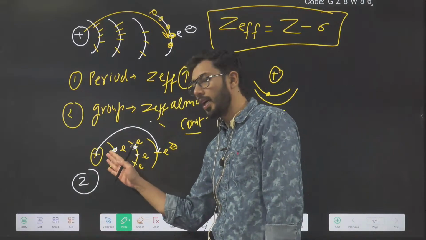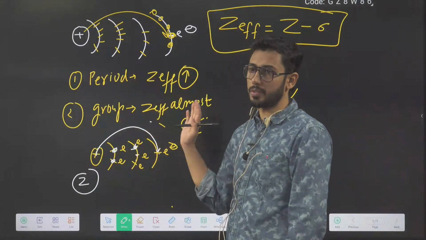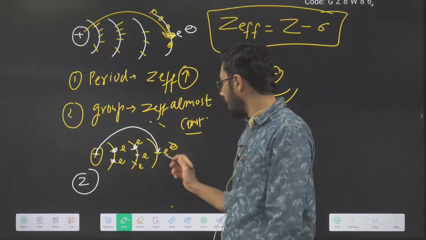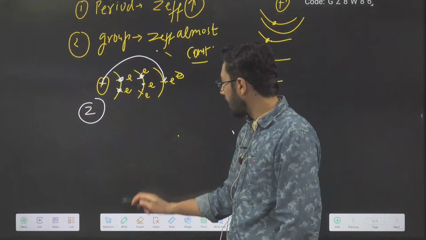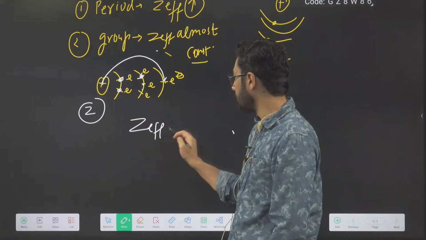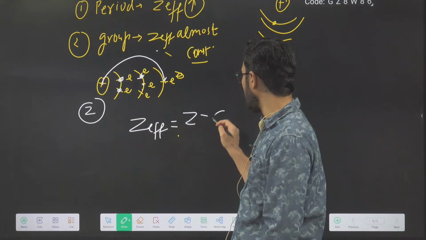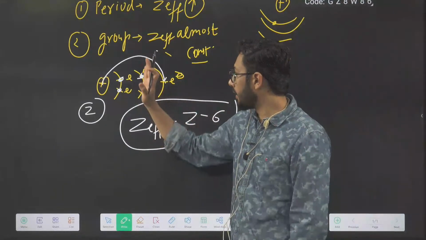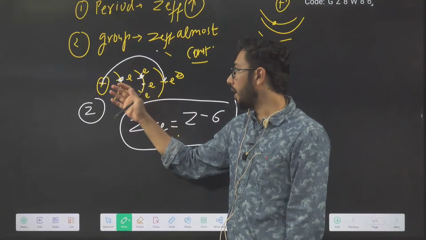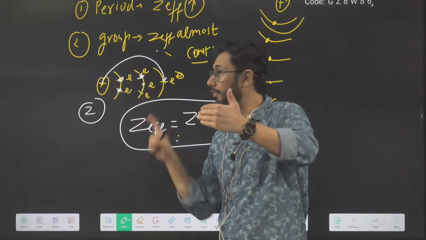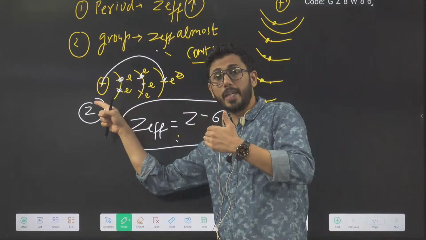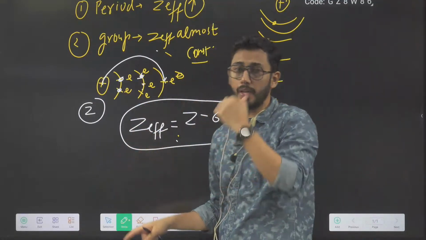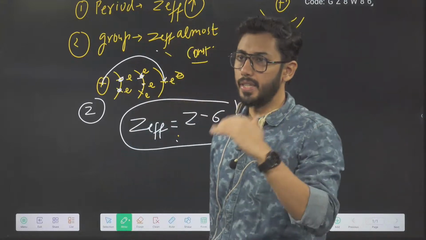They are blocking the attractive force of the nucleus. That is why the valence electron experiences less attractive force, which is Z minus sigma, that is Z effective. So shielding means what? The inner shell electrons are blocking or shielding the valence electron from getting the full attractive force of the nucleus. So this is known as the shielding effect of the inner shell electrons, or screening effect.